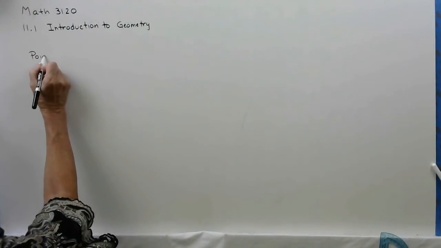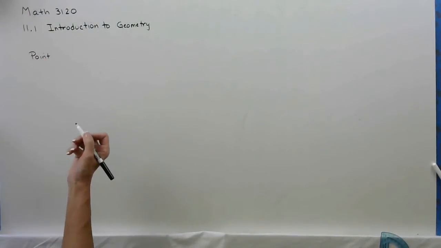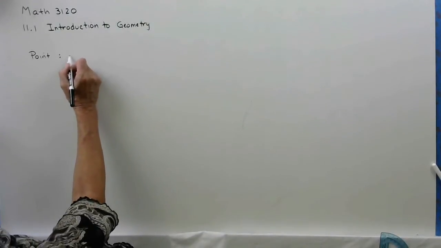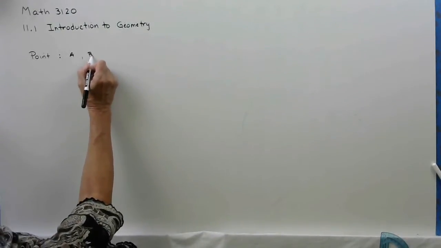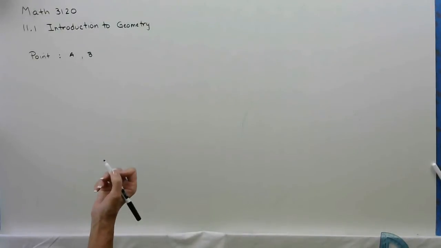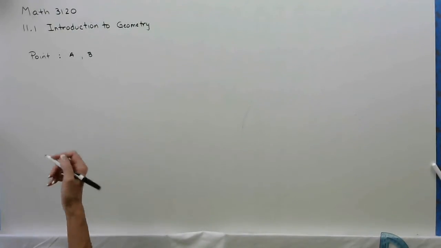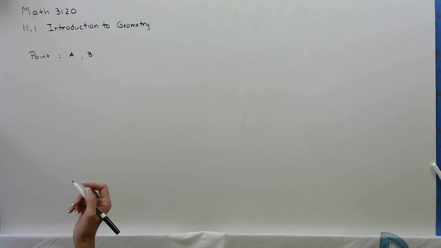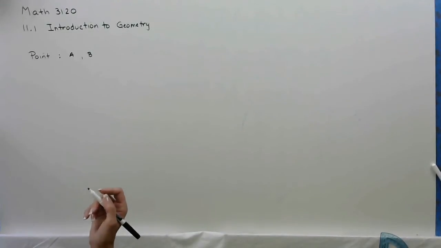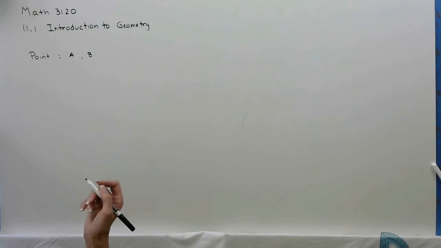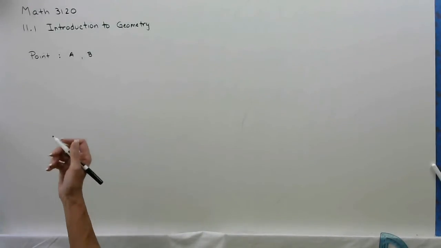Now in geometry, a point is always denoted by a capital letter, right? A point has no dimension, and I'll come back to that in just a moment. So make sure it's always a capital letter. Lowercase letters represent line segments.